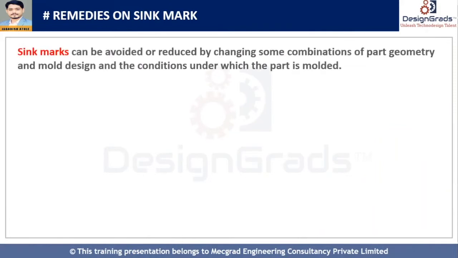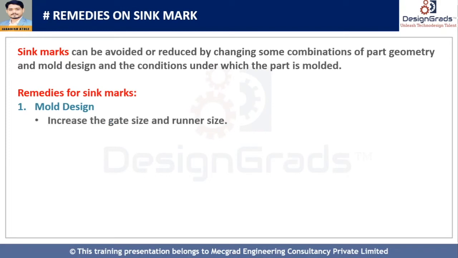Sink mark can usually be avoided or reduced by changing some combination of geometry and mold design and the conditions under which the part is molded. So the first remedy is altering the mold design. Increase the gate size and runner size to delay the gate freeze off time. Increasing the gate and runner size allows more material to be packed into the cavity. So by modifying runner system also, we can reduce or eliminate the sink mark.